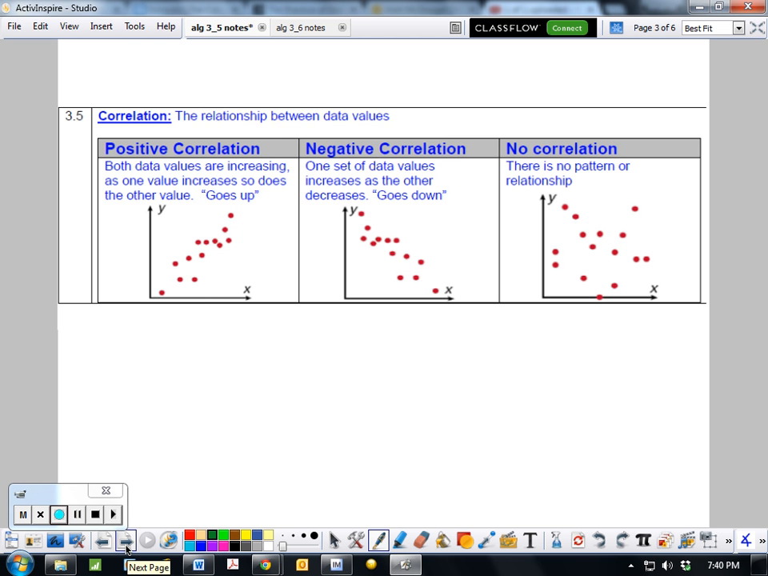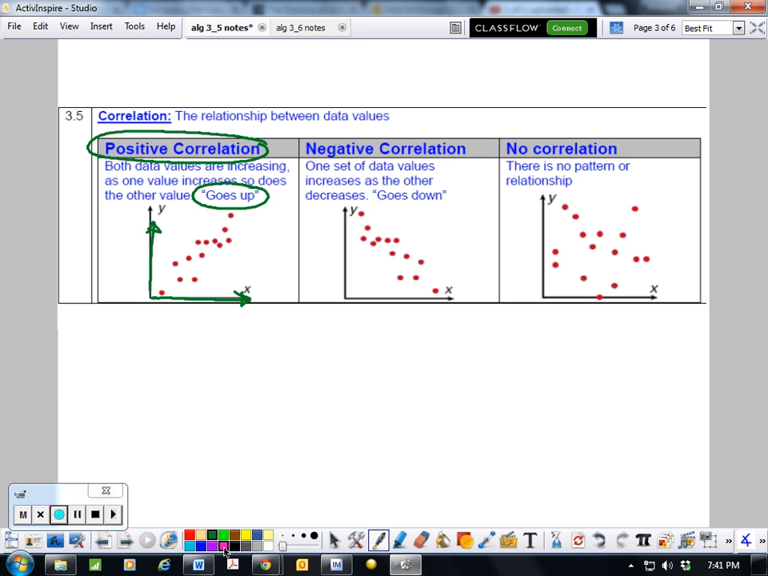And so we describe that relationship as correlation, the relationship between the data values. So we have what we call positive correlation. Both data values are increasing. As x increases, our y's are increasing also, meaning that our dots are kind of going up. As we move to the right, the dots are going up, because as x increases, y is increasing also.